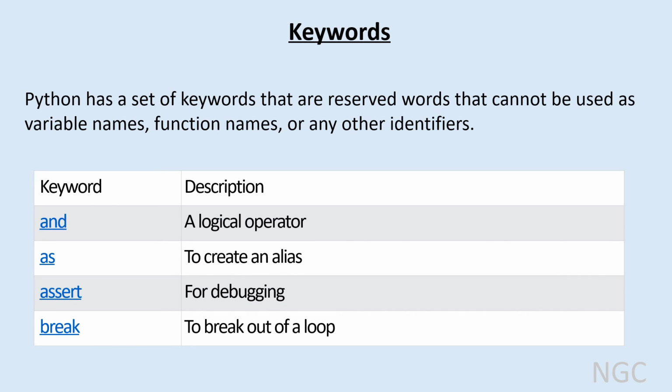Moving on to keywords. Python has a set of keywords that are reserved words, and these keywords cannot be used in naming variables, functions, or any other identifiers. These are the keywords along with their description. We will look at each keyword in detail in further tutorials. Let's just have a look at all the keywords.